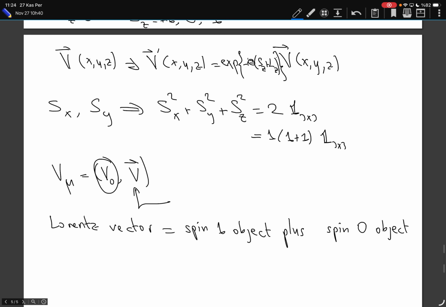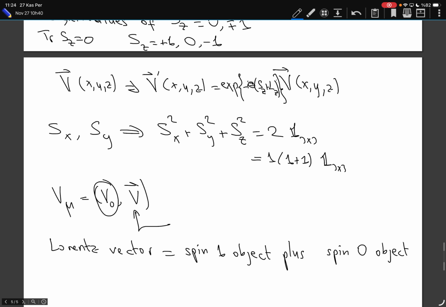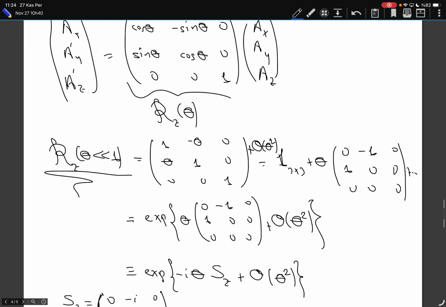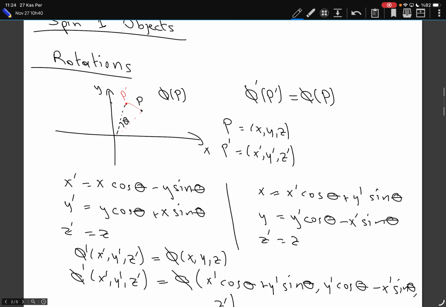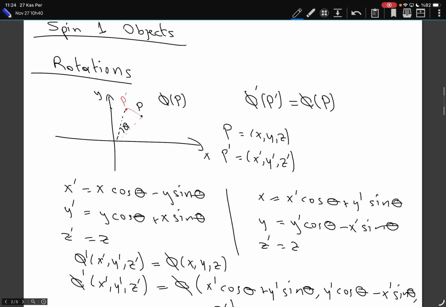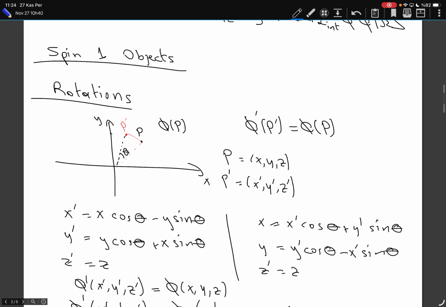Now, one step at a time, let's say. First, let's try to generalize this to Lorentz symmetry. You see, I'm just looking at rotations. Let's say that I have a wave function describing an object at rest. So I can just look at how the wave function changes under rotations and tell whether it is a spin 1 object or spin 0 object.